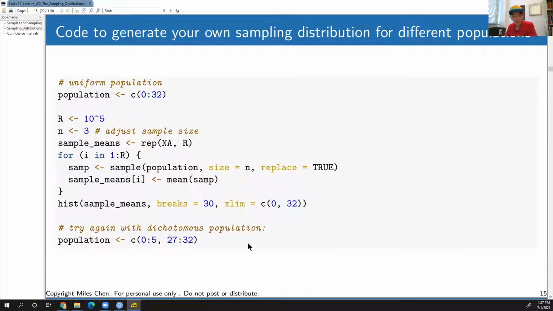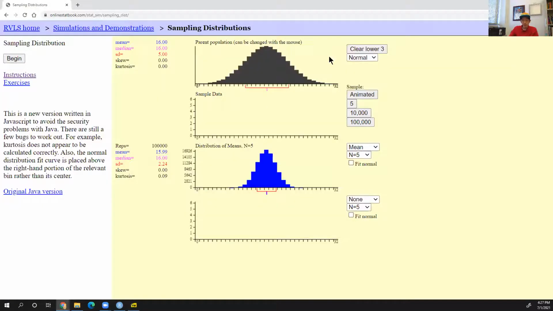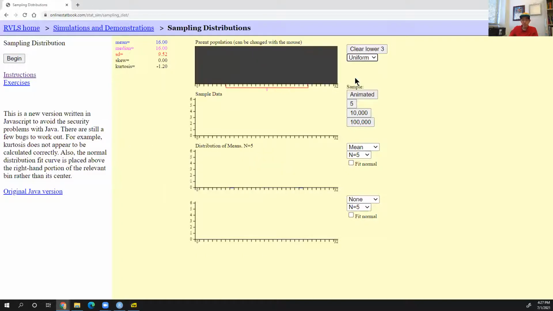Okay, we can actually simulate more sampling distributions, not just a normal distribution. And so this app actually allows us to simulate, say, a uniform distribution, but it only allows us to look at samples of size 2 or 5. And I kind of wanted to show samples of different sizes.